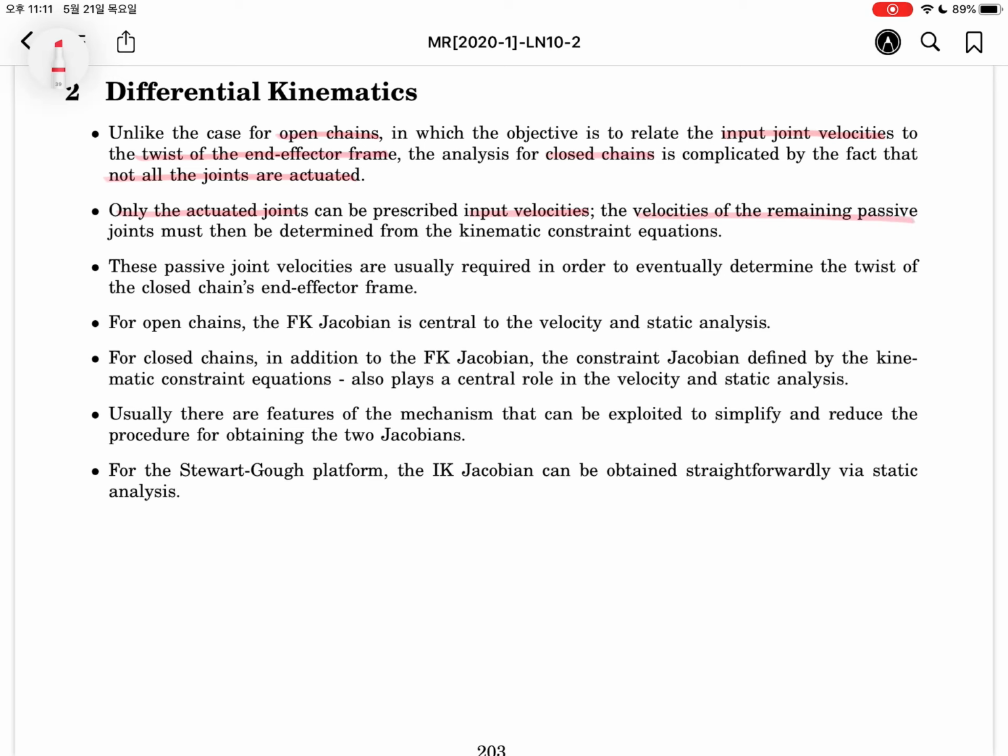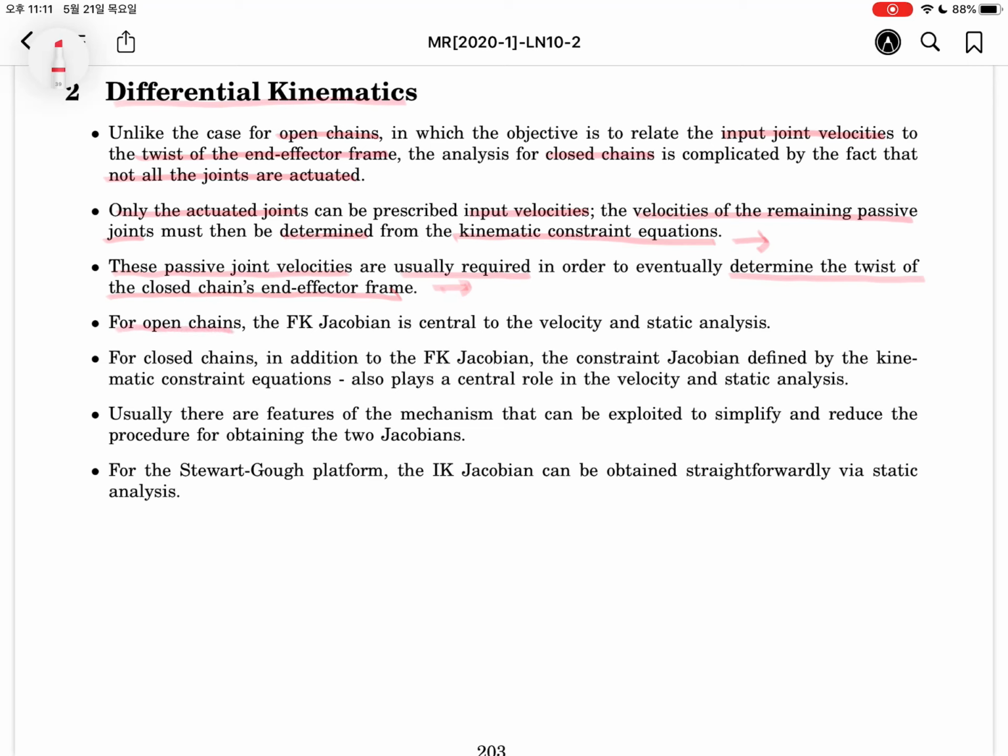The velocity of the remaining passive joints must then be determined from the kinematic constraint equation. In the case of differential kinematics, it will be called the constraint Jacobian. This passive joint velocity is usually required to determine the twist of the closed chain end effector frame. It means for the kinematics of the closed chain, we should know the passive joint information.